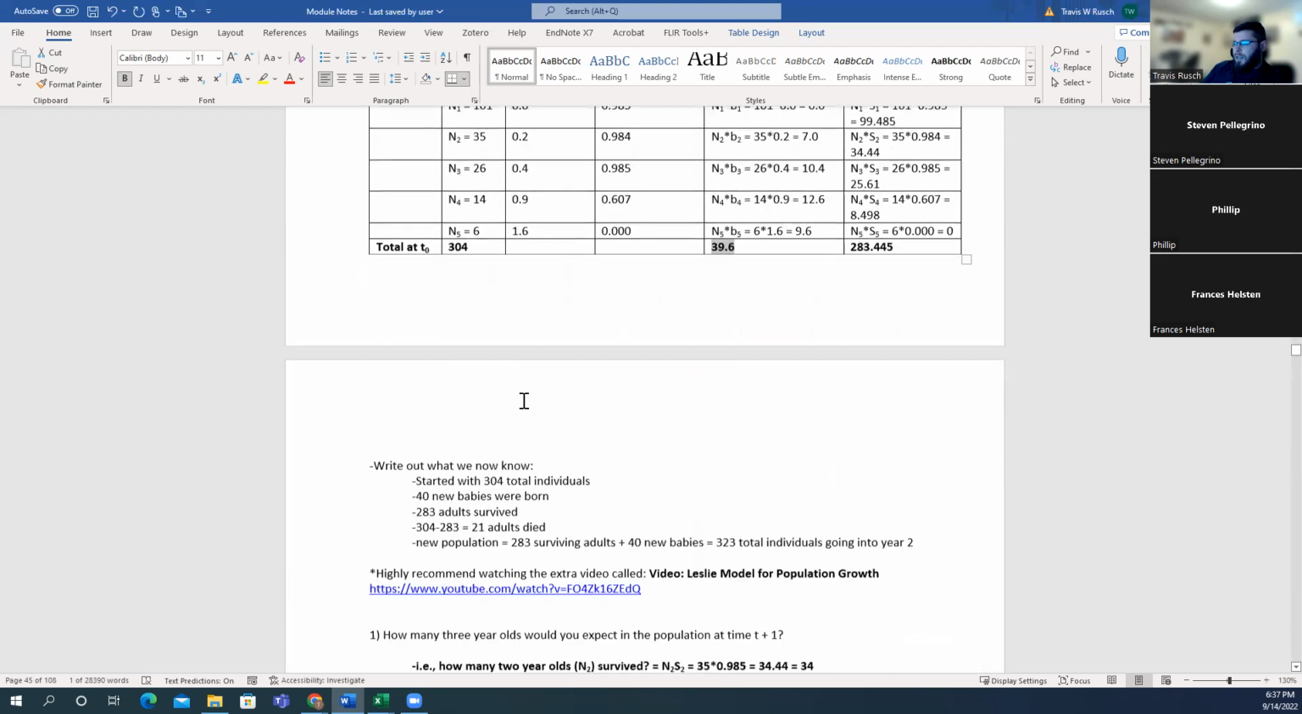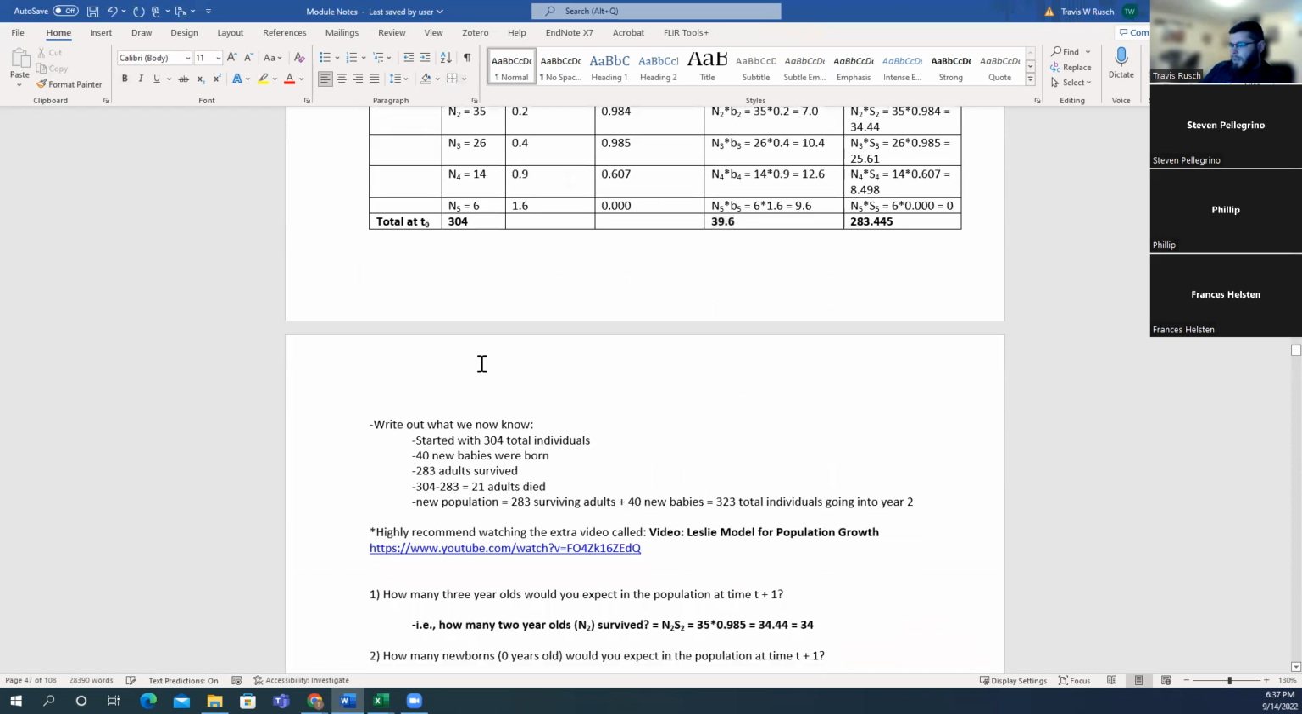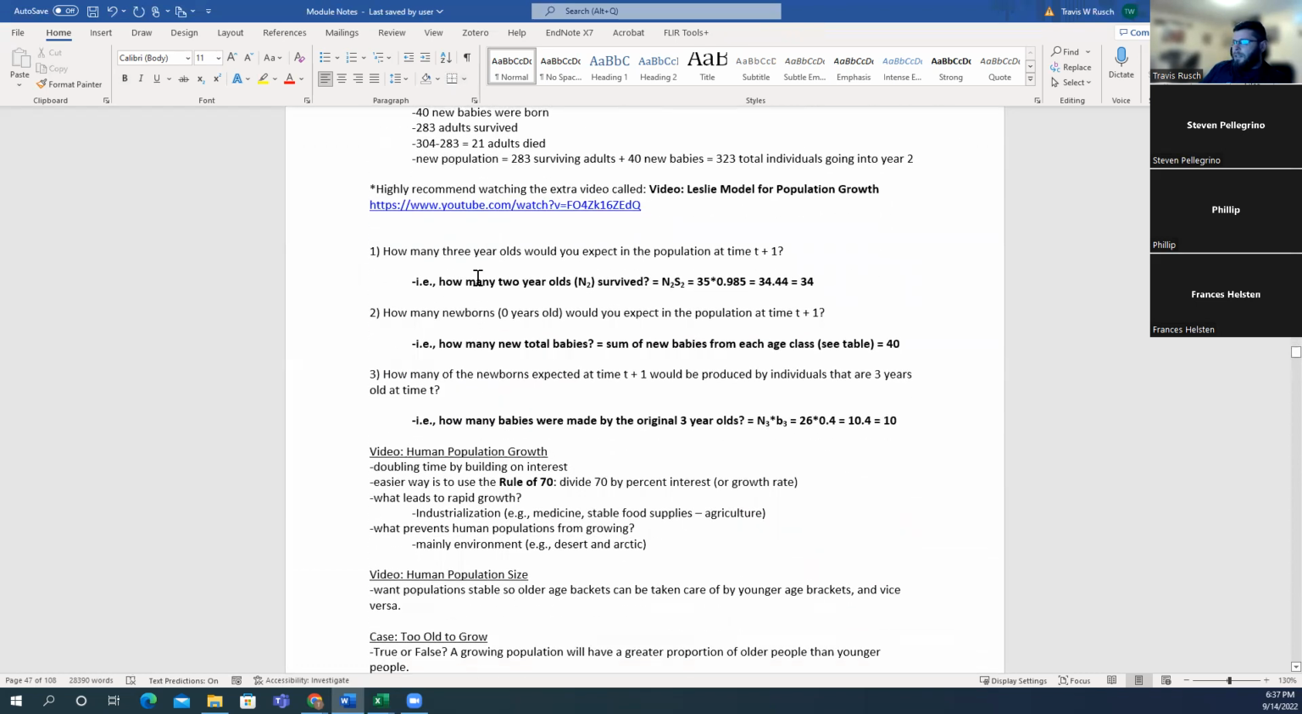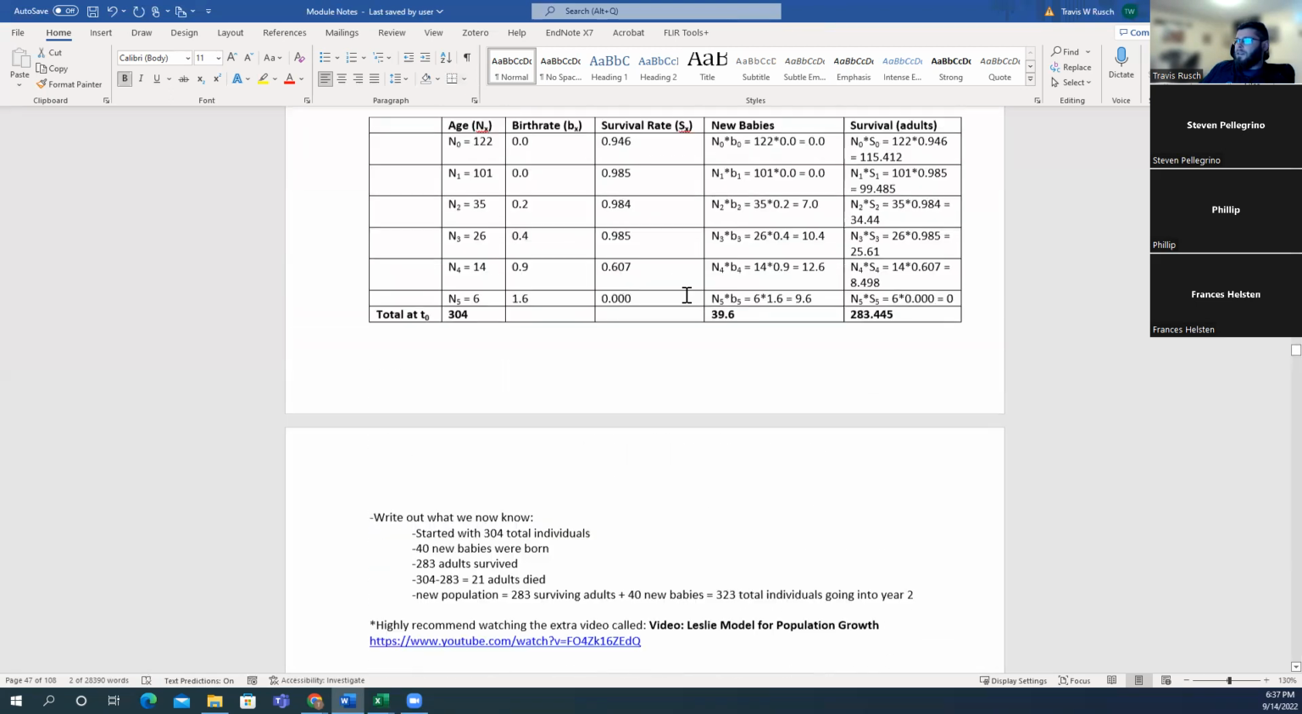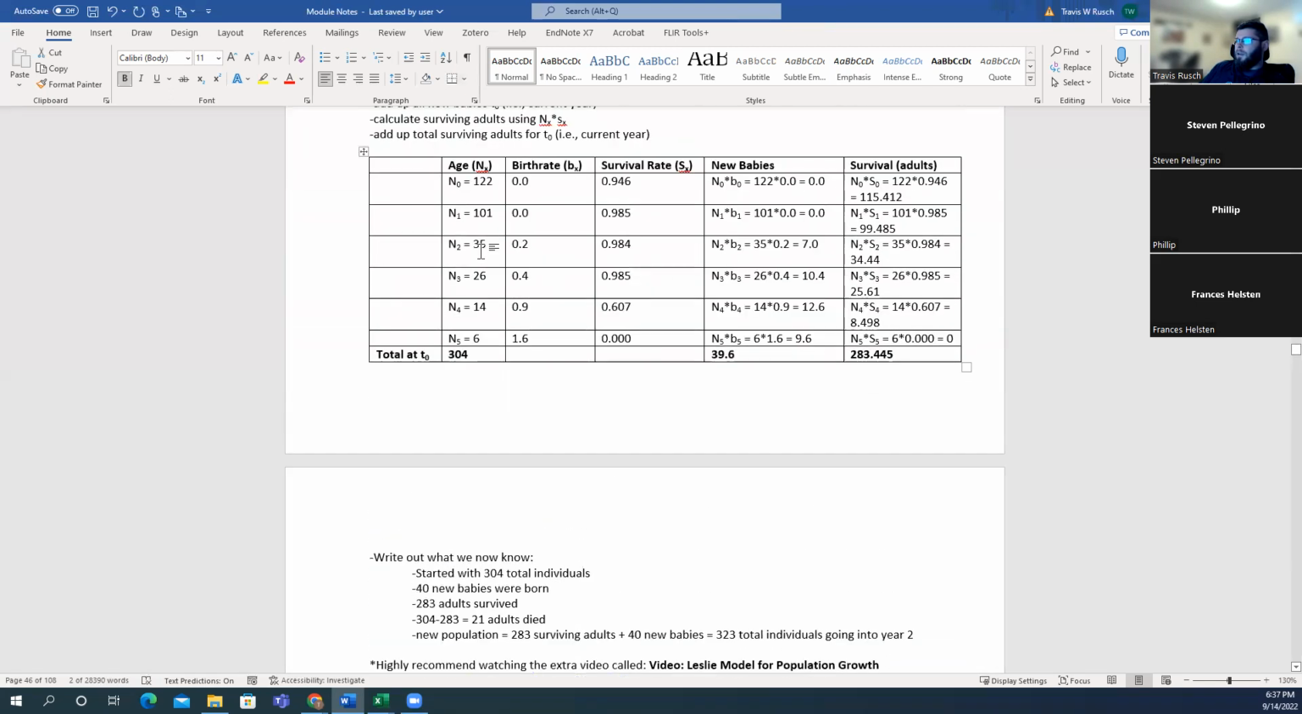Some of the questions from the activity ask how many 3-year-olds you would expect in the population at T+1 from that matrix table. And then you would have to be able to know where these numbers come from, right? So this is how many 2-year-olds survive from our table. If we look at 2-year-olds, we had 35, they had a survival rate of 98%, and we had 34.4, or 34 whole individuals survive. So that's how you would answer that question.